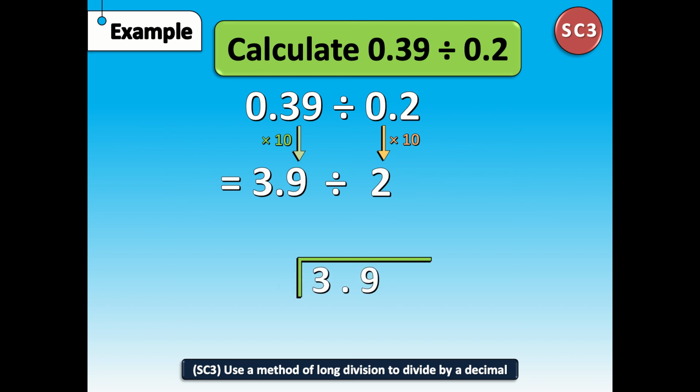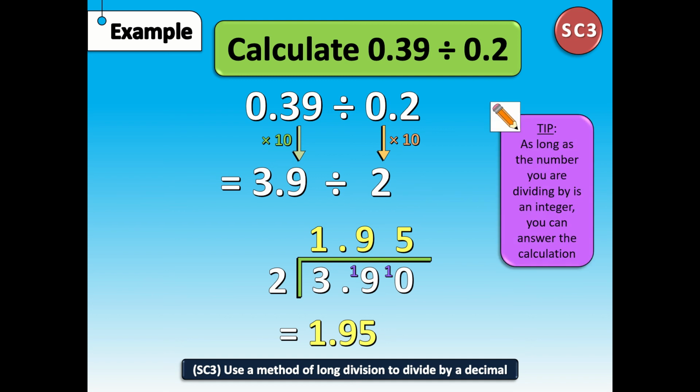So I use a bus stop method with 2 on the outside. 2 into 3 goes once, so I need to put a decimal point down and carry the 1 remainder. 2 into 19 goes 9 times, but again with 1 remainder, so I need to put a 0 down and carry the 1. 2 into 10 goes 5 times exactly. So my answer is 1.95. It doesn't matter that the first number is a decimal as long as the second number is a whole number.